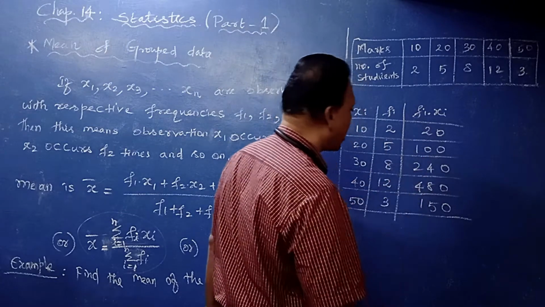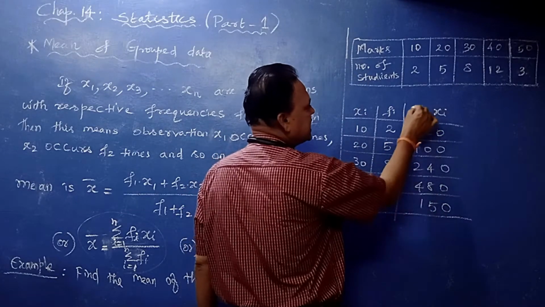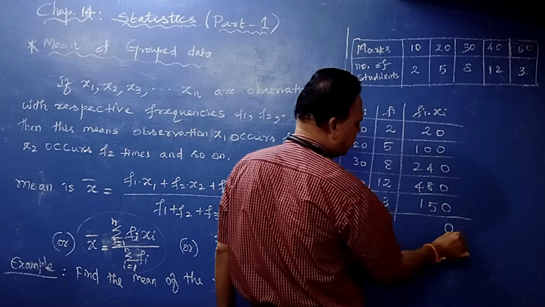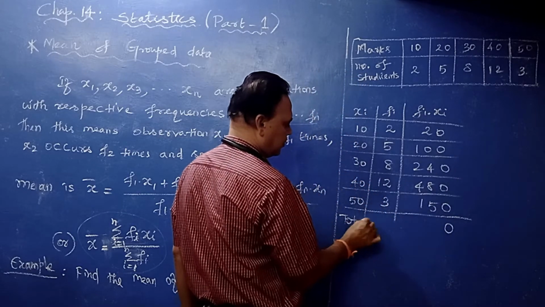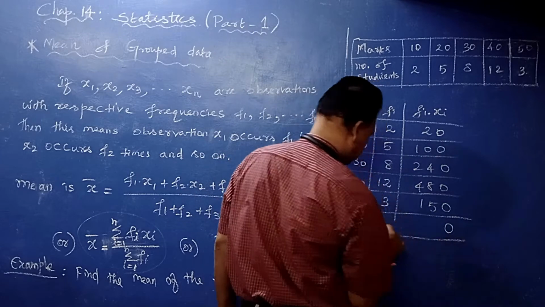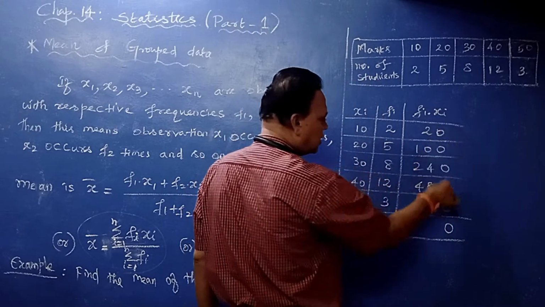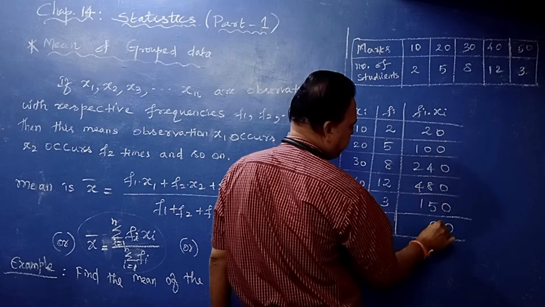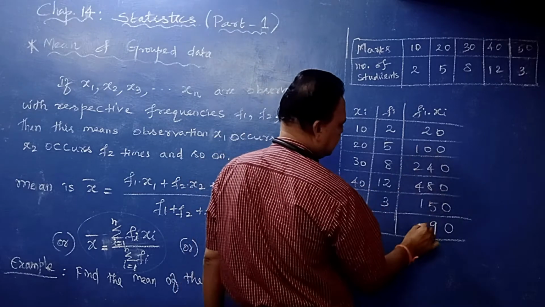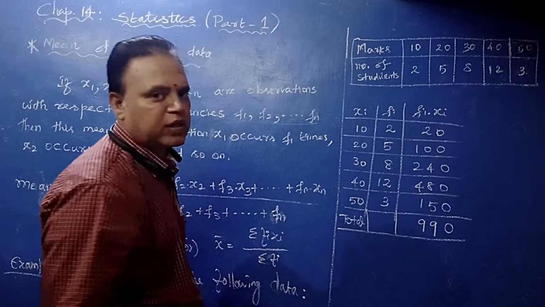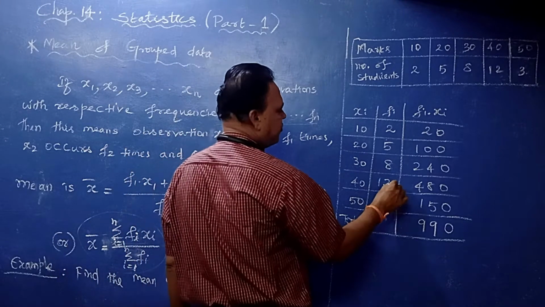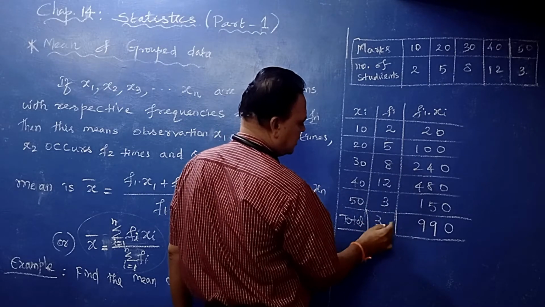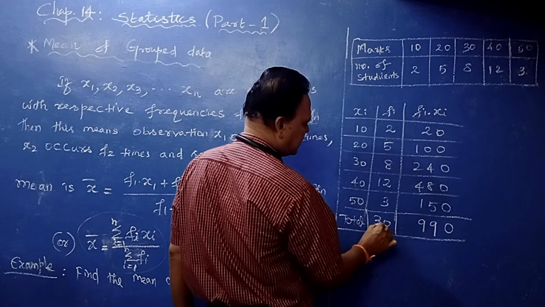And now sigma means total. We need sigma fi. Sigma fi means total. Find this total. Understand? Add all these things, that is sigma fi xi. So here 13, 17, 19, carry 1, 2, 6, 8, 9, 990. Right, total is 990. Now find the total of fi: 15, 23, 30. This total is 30. That means you have a total of 30 students.